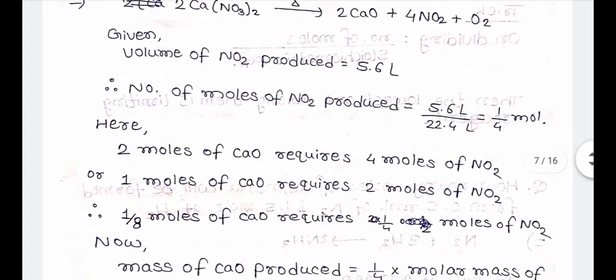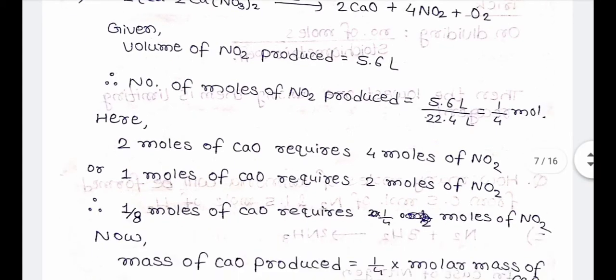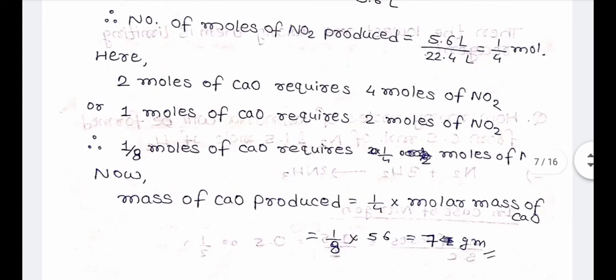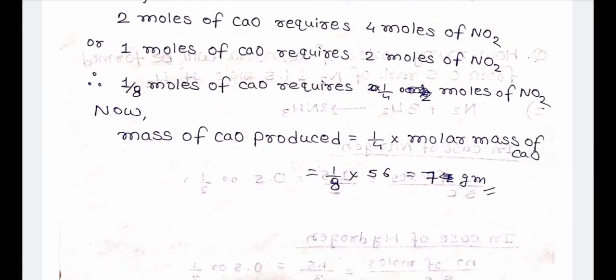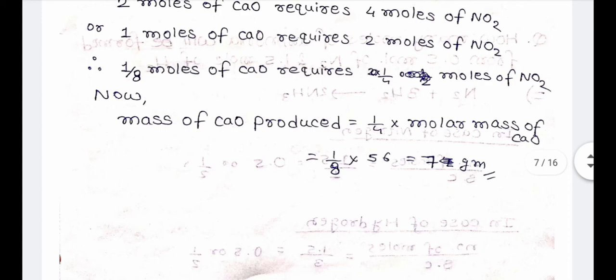Here 2 moles of CaO require 4 moles of NO2, or 1 mole of CaO requires 2 moles of NO2. Therefore 1 by 8 moles of CaO requires 1 by 4 moles of NO2. Now the mass of CaO produced is equal to 1 by 8 into molar mass of CaO, which is equal to 1 by 8 into 56, equal to 7 gram.